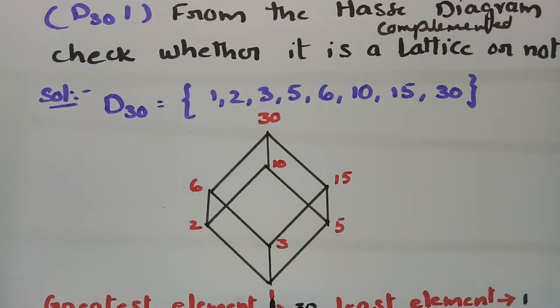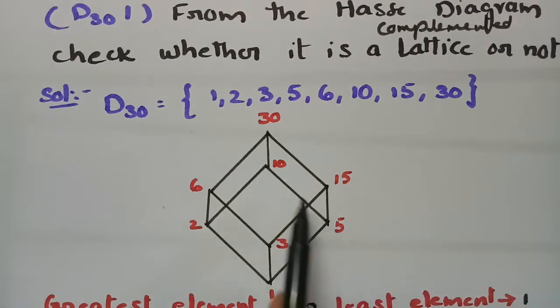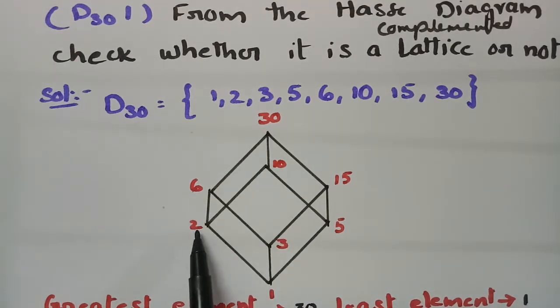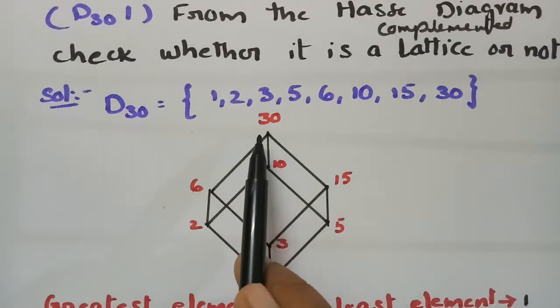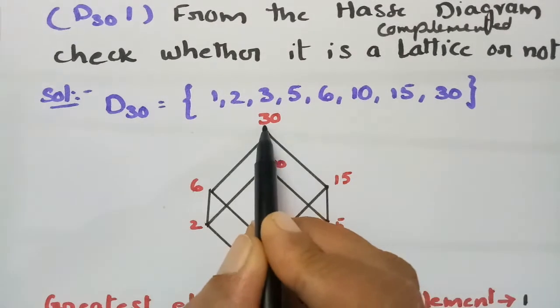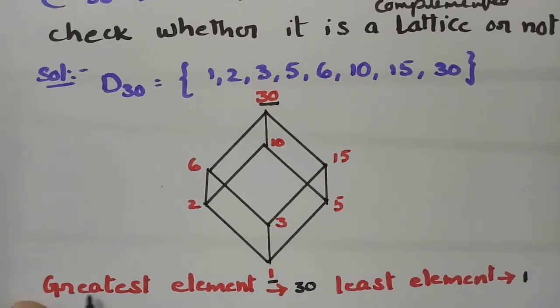First, the least element, I have started with 1. So 1 divides 2, 1 divides 3 and 1 divides 5. Again, 5 divides 15 and 5 divides 10, and if you observe, 2 divides 10 and 2 divides 6, so 6 divides 30, 10 divides 30 and 15 divides 30. Here the greatest element is 30 and the least element is 1. That's what I have written.